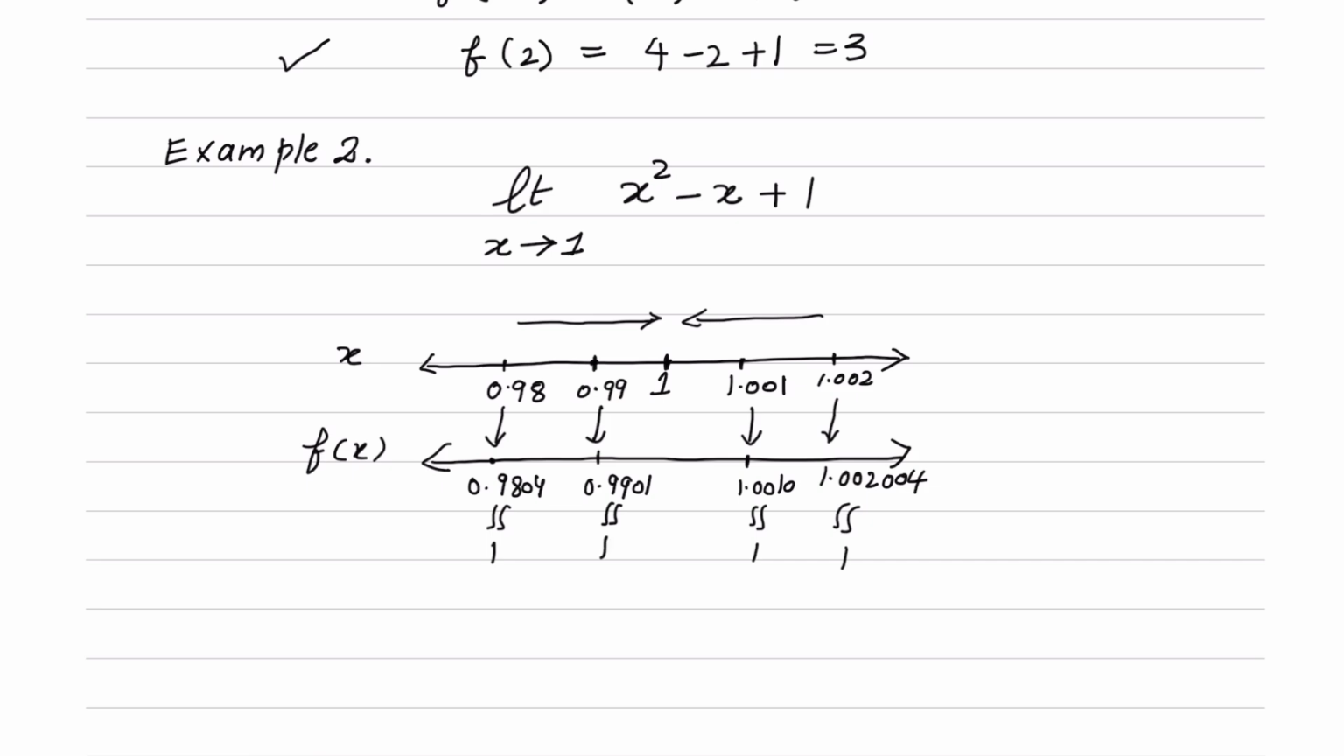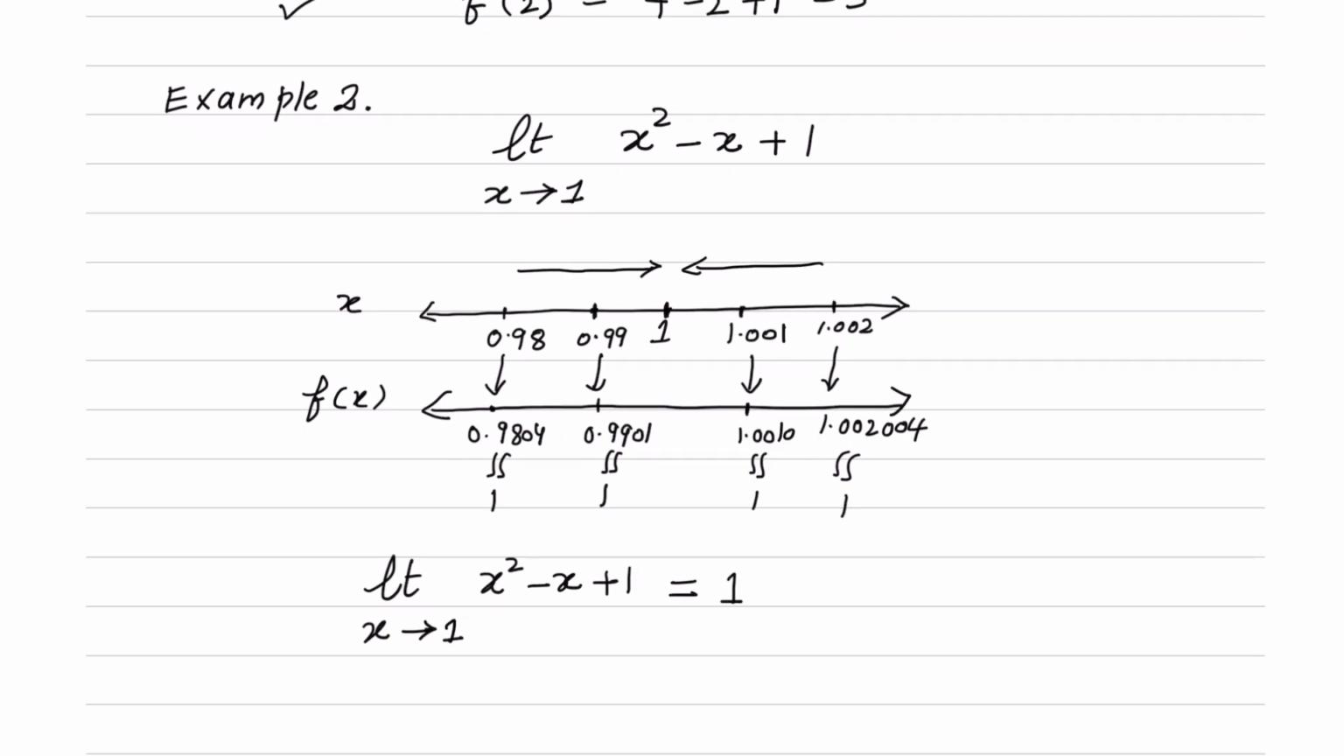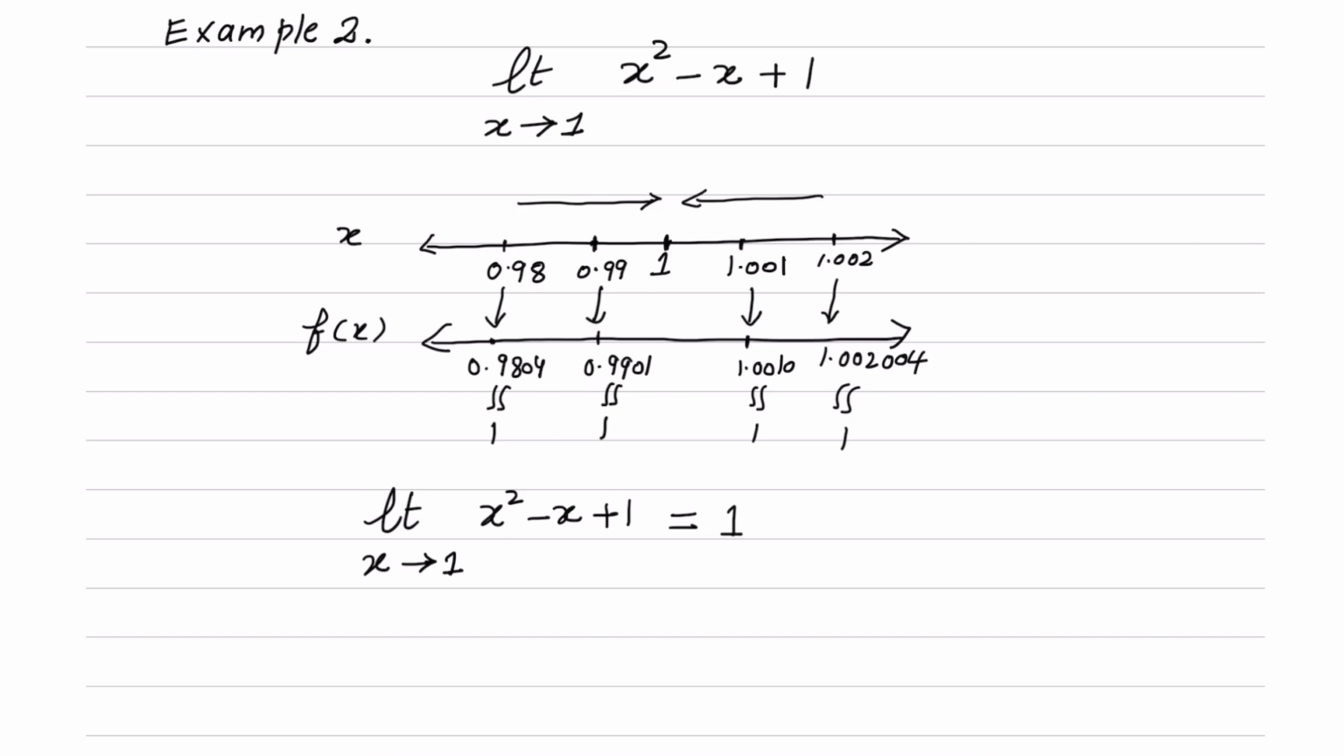So we can see that when x is getting closer to 1 from the left side of 1, the function values are getting closer to 1. So we can say that when x is approaching 1, the function x square minus x plus 1 is getting closer to 1. Or this is the limit of the function x square minus x plus 1 when x is getting closer to 1.